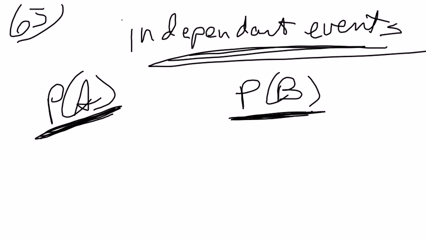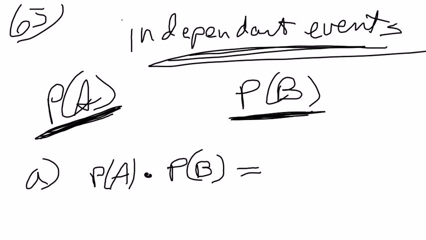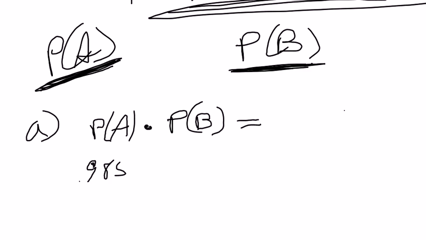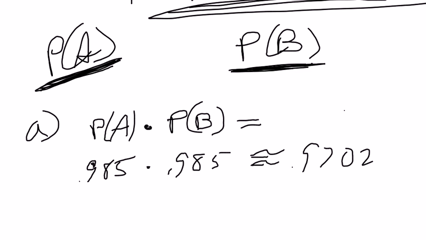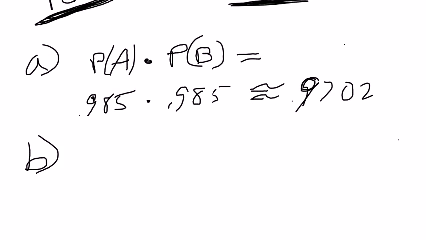So part A says, what's the probability that they both function? Meaning the probability of A happens, and, remember, "and" in probability typically means multiplying. So for the probability of A and B both functioning, we're going to multiply them. That would be 0.985 times 0.985, 0.985 squared, which is about 0.9702. Okay, so part B, we're going to come back to part B.